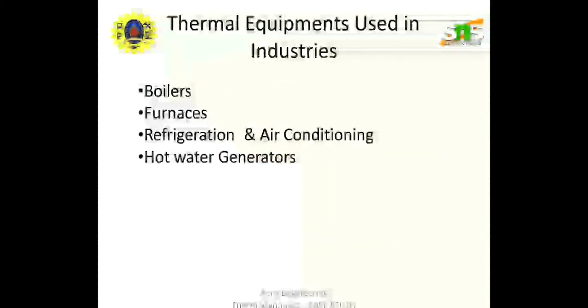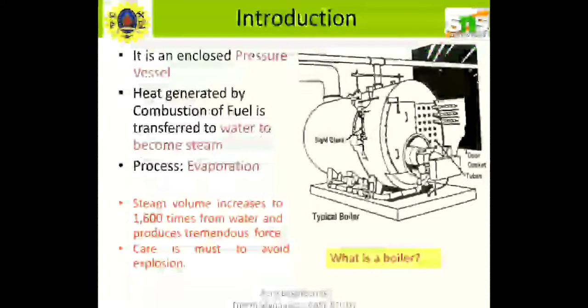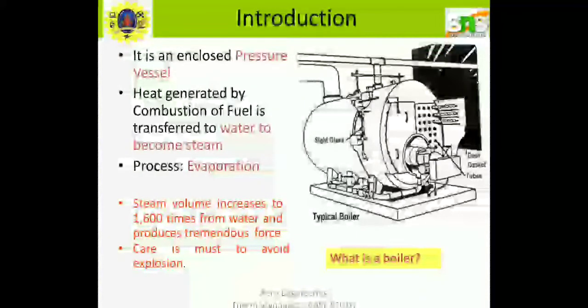Here are the thermal equipments used in industries. Boilers, furnaces, refrigeration, air conditioning and hot water systems are all used. Boilers produce steam. This is the introduction of this session.